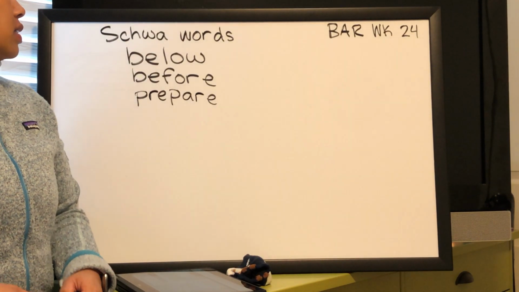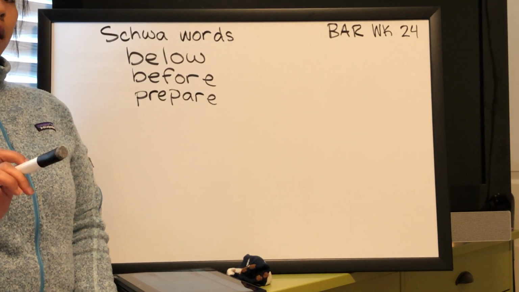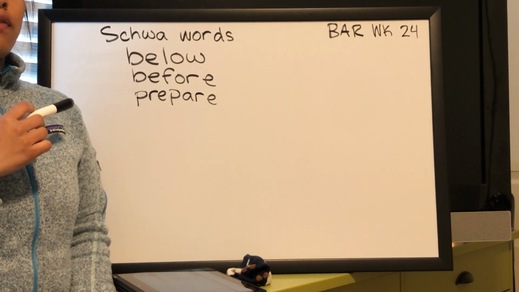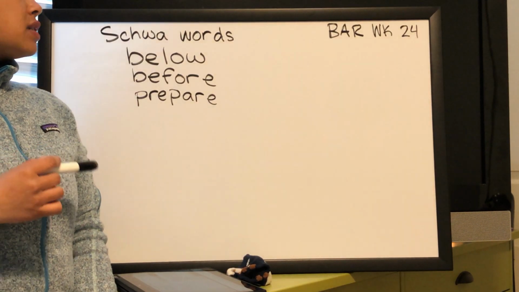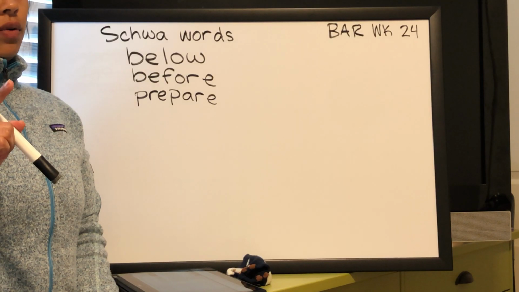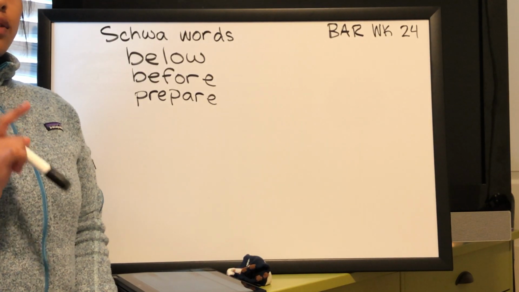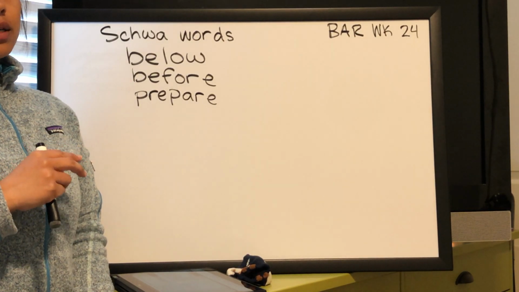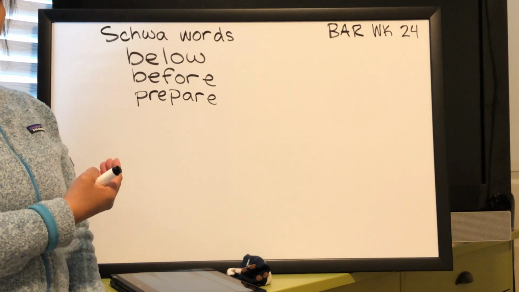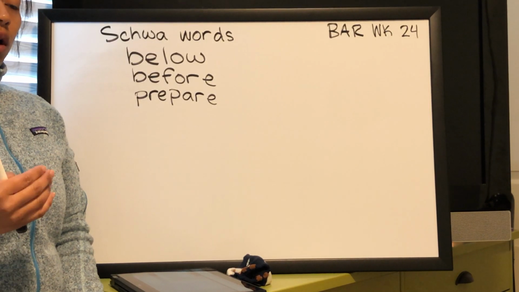Some people pronounce it below, before, prepare. But what makes these sets of words schwa is some people pronounce it differently, such as below, before, prepare. So that's what makes these sets of words also considered schwa words, because it is spelt regularly. However, the pronunciation of it makes it a schwa word.